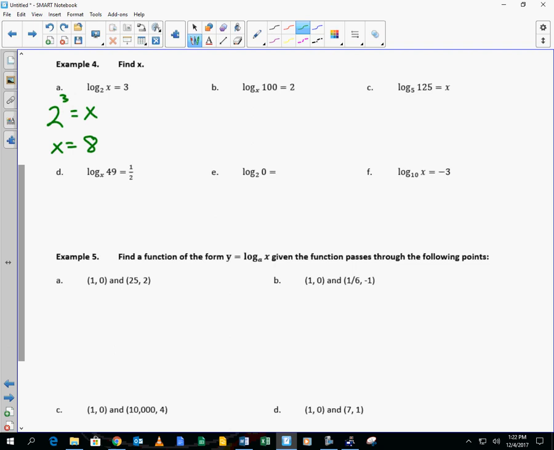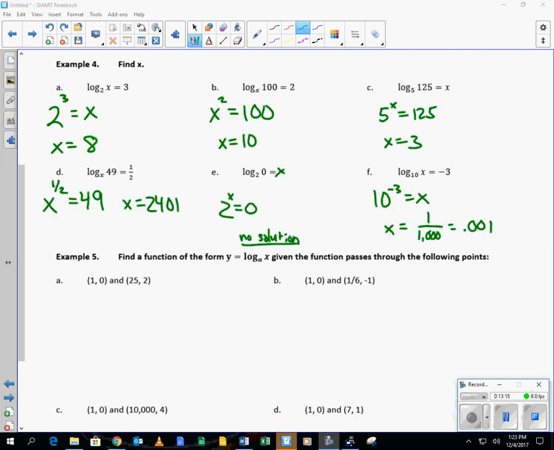See if you can figure out B, C, D, E, and F. Go. Okay, I bet everybody got B. X is 10. I bet everybody got C. X is 3. Any question on B or C?